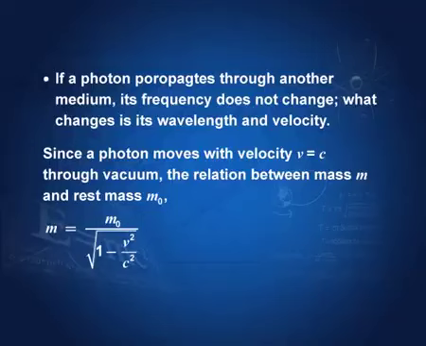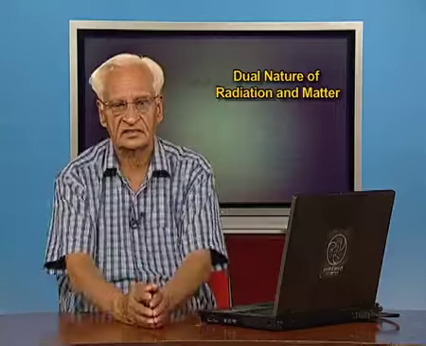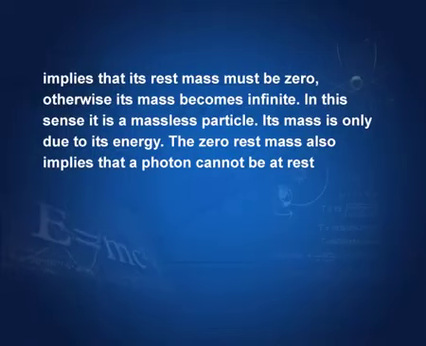because if they do, then this again becomes 1 and the mass of a photon becomes equal to m 0, but the rest mass of the photon is 0. Therefore, it also implies that photons cannot be at rest. Photons do not have a rest mass, and photons cannot be at rest. They must always be moving.